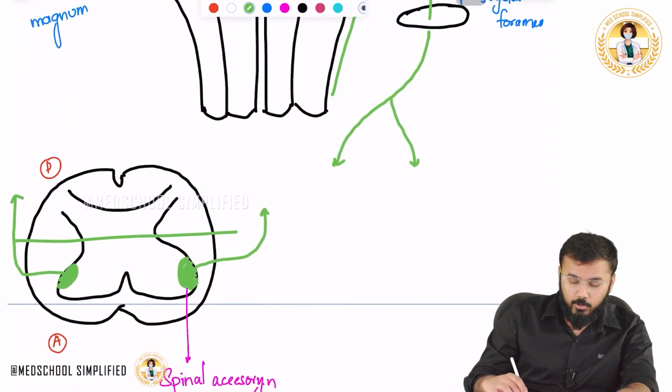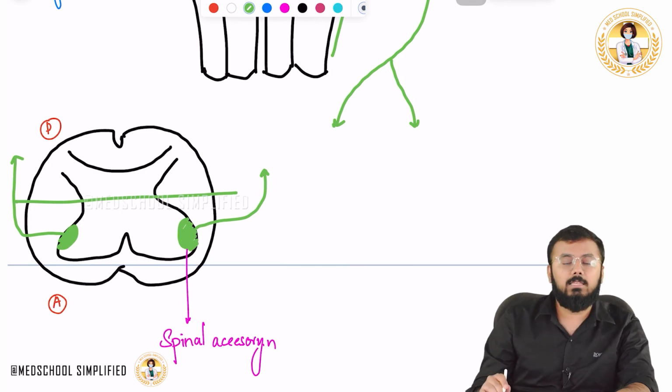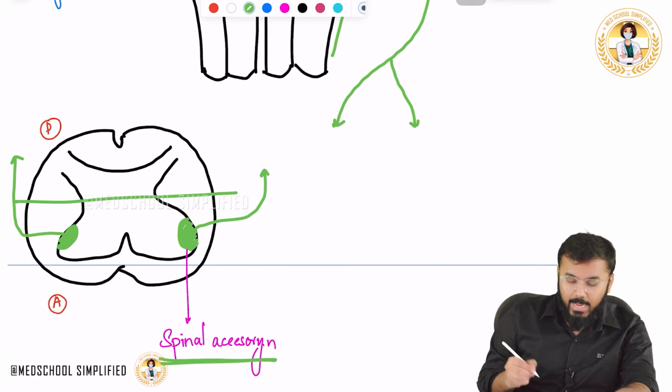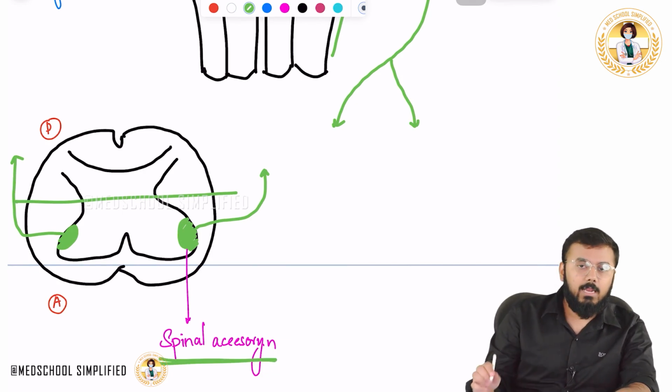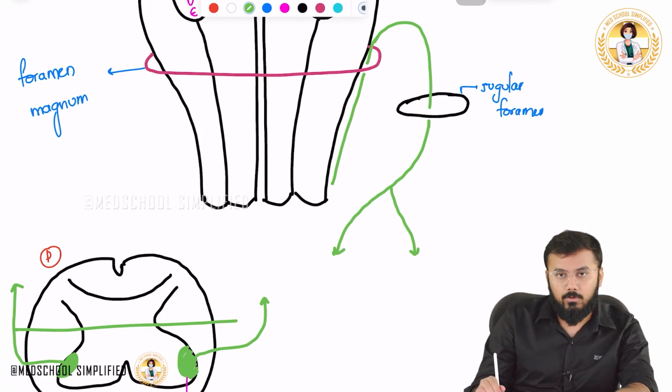So what are these two more nerves? Actually, what is this nerve now? This nerve is called the spinal accessory nerve. Spinal accessory nerve is coming from which nucleus? Spinal accessory nucleus. This spinal accessory nerve is passing through which foramen? It is passing through the jugular foramen.